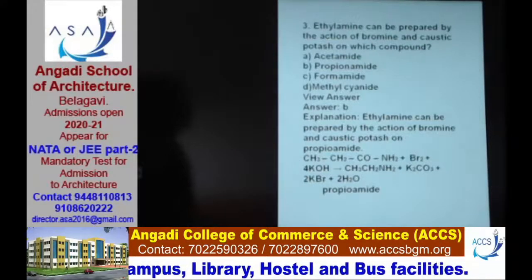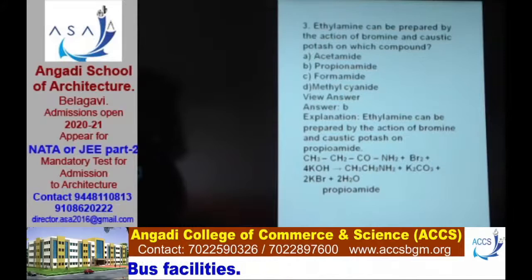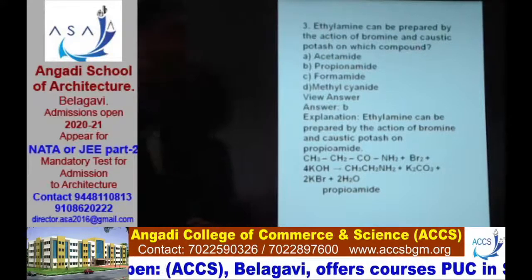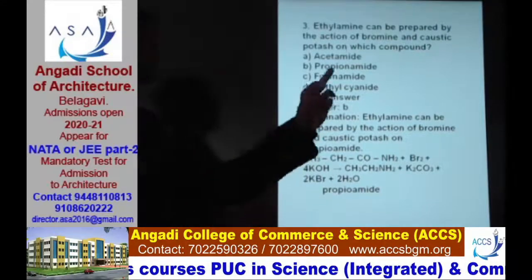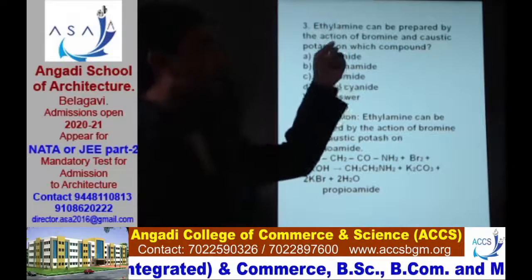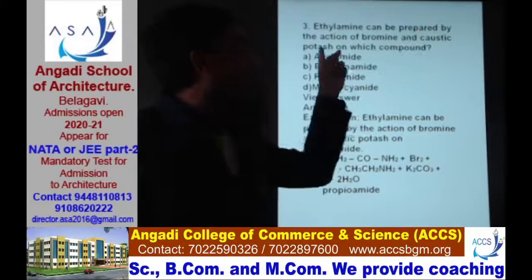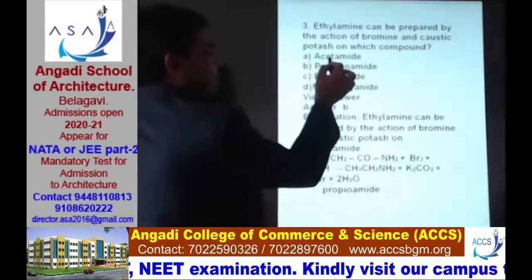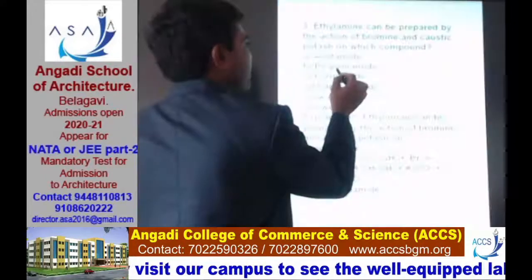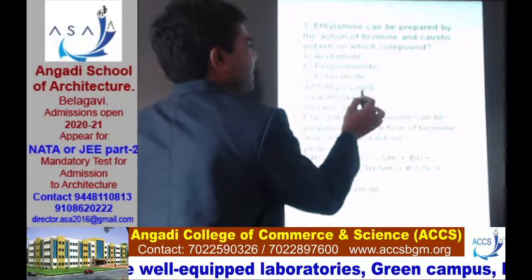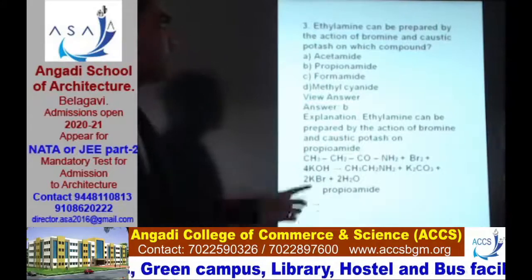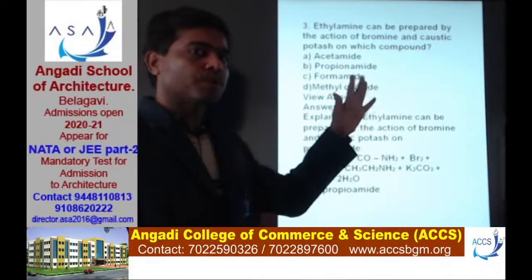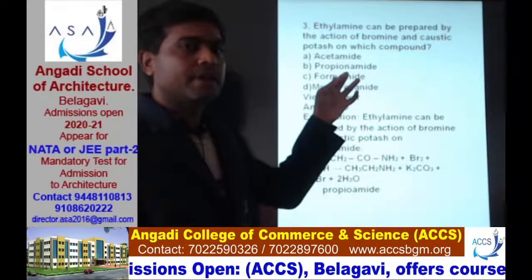Next one. Ethyl amine can be prepared by the action of bromine and caustic potash on which compound? So what is the question here? Take the ethyl amine and add again bromine and alcoholic KOH. On which compound you have to add? It is acetamide, propanamide, formamide, or methyl cyanide. So one thing you have to understand, it should compulsorily be an amide compound. Methyl cyanide, wrong option, remove that. Now I am left with only 3 amides.